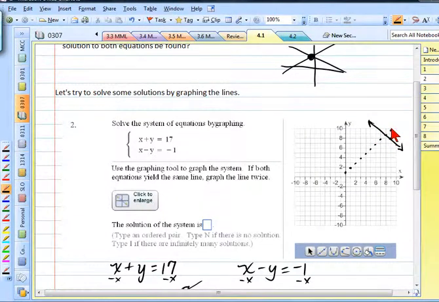Because what am I looking for? The intersection. You don't have to do that when you're doing MyMathLab, because the minute you get 2 points, it will connect them for you perfectly.